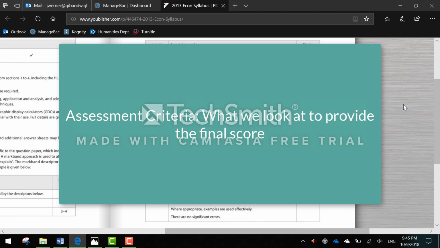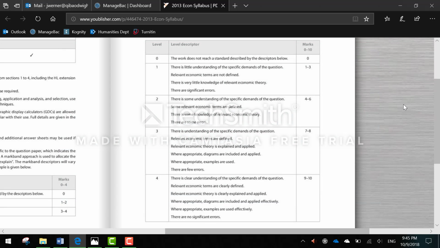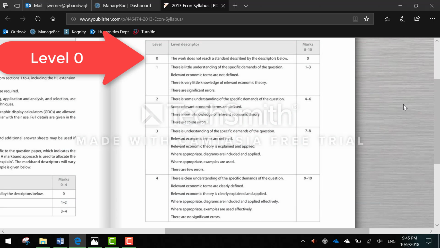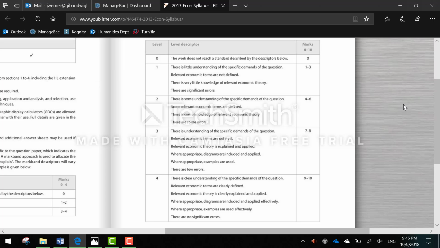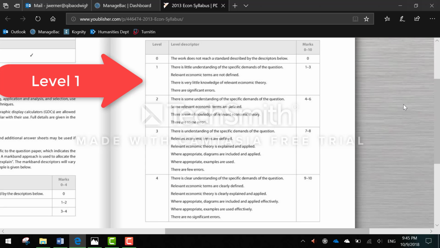So we have 4 levels. Level 0 is basically if there's nothing on the page or just a few words on the page. We don't need to spend a lot of time on that. Level 1, there is little understanding of the specific demands of the question. There's no relevant terms. There's very little knowledge of theory. And you'll notice what's missing from level 1 is examples and diagrams. The examples and diagrams are completely missing from level 1.